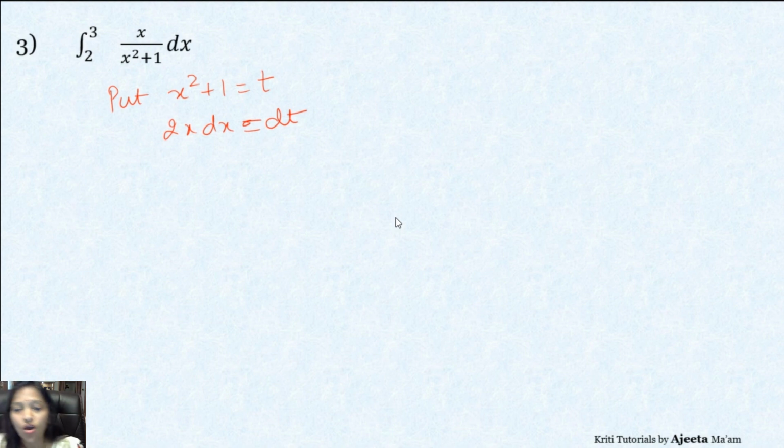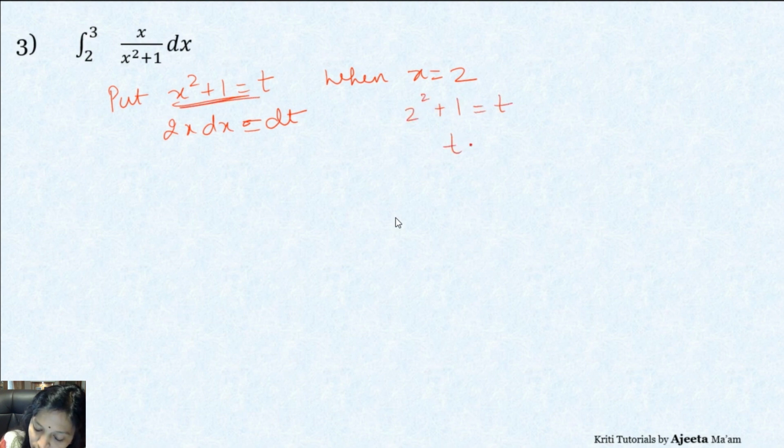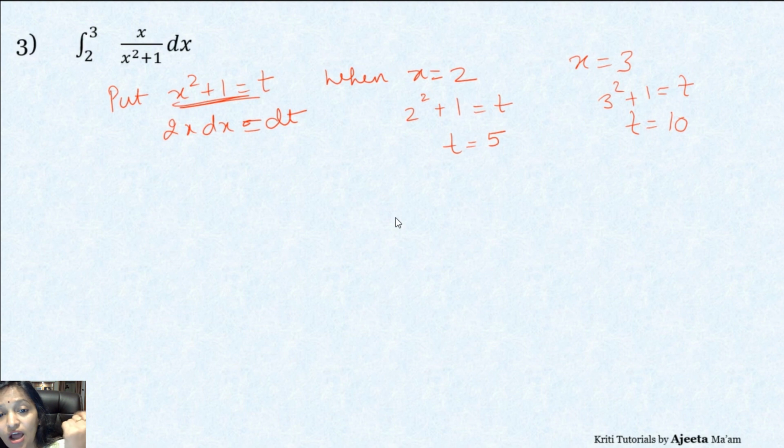Correct? So now let's put it when x is 2. Okay, for your substitution, right? Lower limit is 2. So when x is 2, what will be t? T will be 2 square plus 1, that is 5. When x is 3, what will be t? 3 square plus 1 is t, right? So t will be 10. So your limits are to be changed from 2 to 3 to 5 to 10.